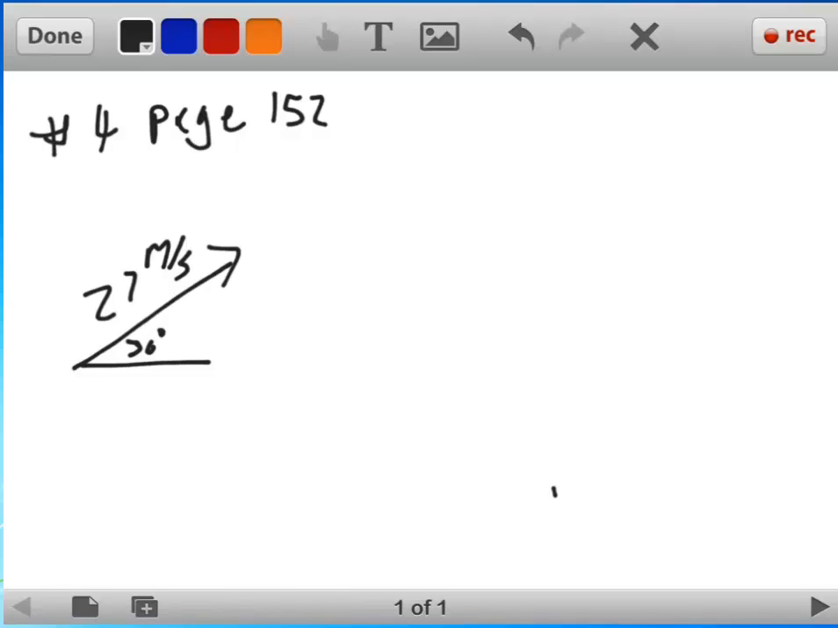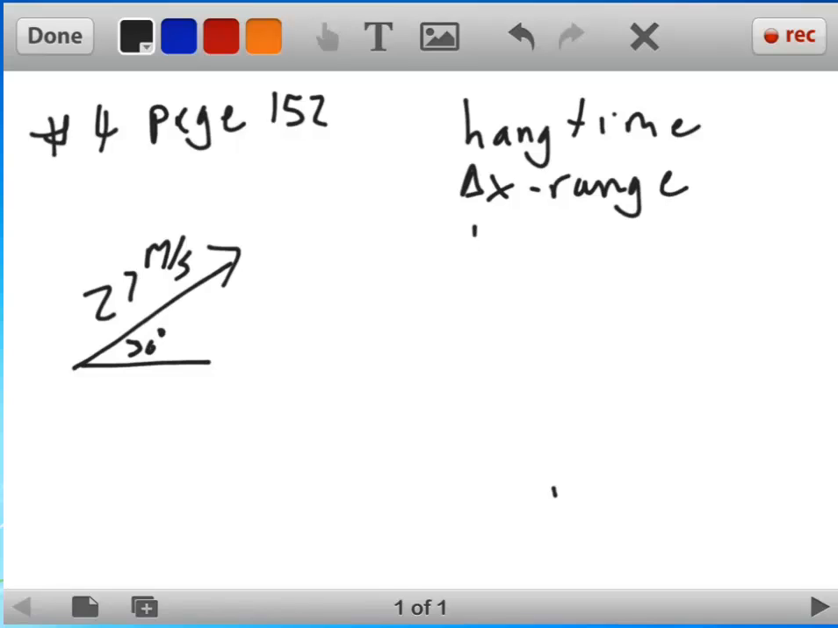And we're supposed to find three things. We're supposed to find the hang time. Okay, that's just the time the ball's in the air. We're supposed to find the range, which is how far the ball goes, which is really change in x, right? And we're also supposed to find the max height of the ball. Okay? How do we do this?